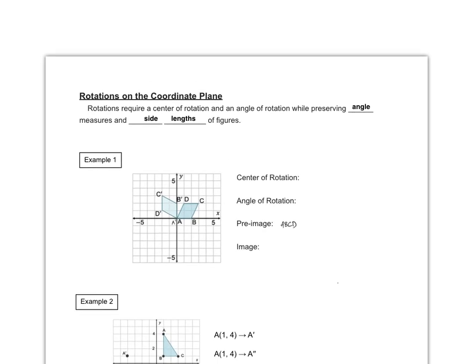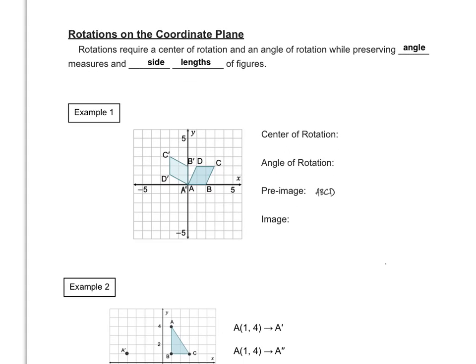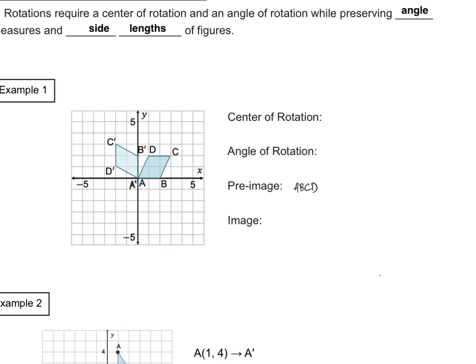So here, looking at this rotation on the coordinate plane, rotations require a center of rotation and an angle of rotation, while preserving the angle measurements and side lengths. Okay, angle measurements and side lengths. I had to add that in there. I left it off my image. Remember when I talked about reflections, if my image and pre-image were at the same location, then they were on the line of reflection. Well, the same thing applies here: if my image and pre-image points are at the same location, then that is my center of rotation. So the center of rotation here happens to be the origin.